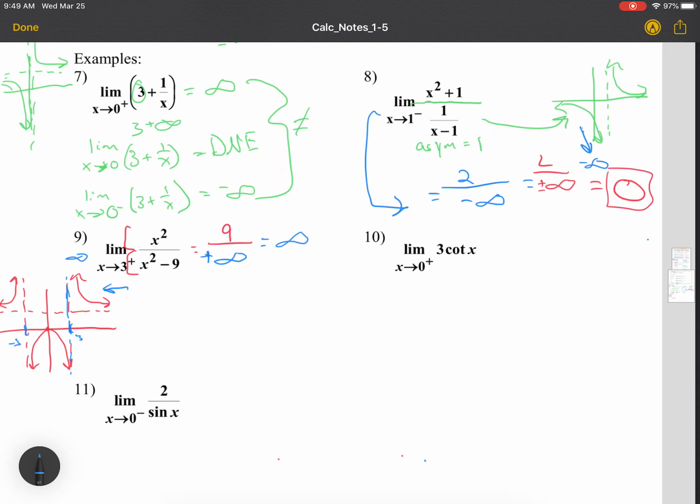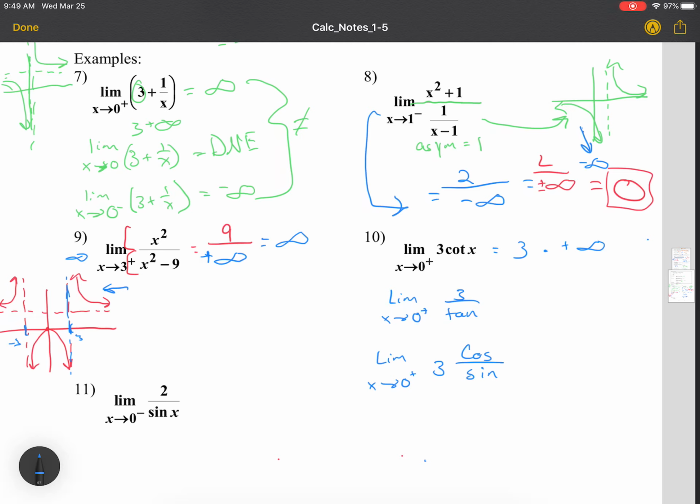We have something with some cotangent in it. Again, we can break this up based off of our properties. We know that this is the same thing as 3 and our cotangent as it goes to 0. I don't know if you remember cotangent graphs, it's going to be positive infinity, but we can look at why that is. You can even break this down if this helps: the limit as x goes to positive 0 of 3 over tangent. That's the same thing as the limit of x going to 0 positive of 3 times cosine over sine.